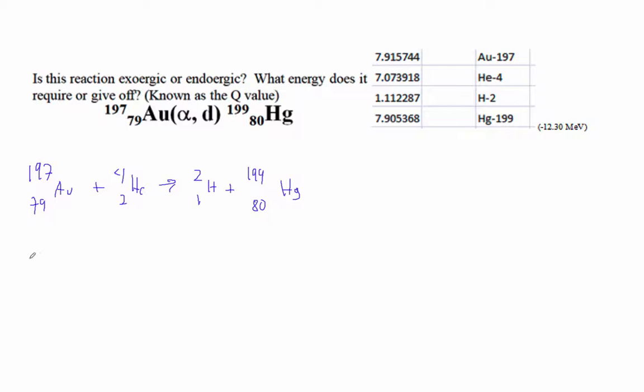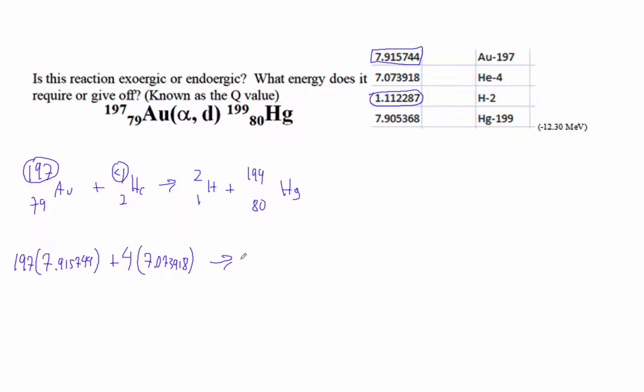Now, in terms of binding energy, this is per nucleon. So we're going to go 197 of these guys, times this binding energy per nucleon for gold, 7.915744, right? And then we have 4 nucleons here. Remember, this is per nucleon, right? 4 times 7.073918.